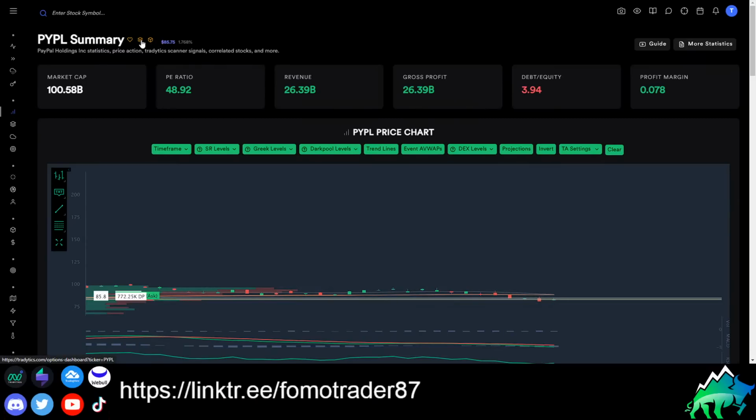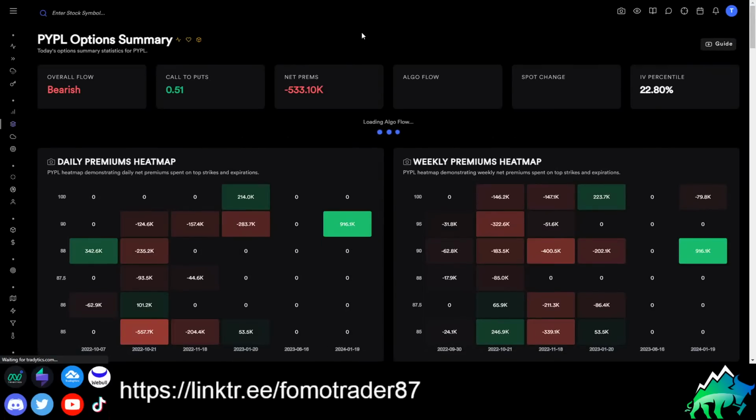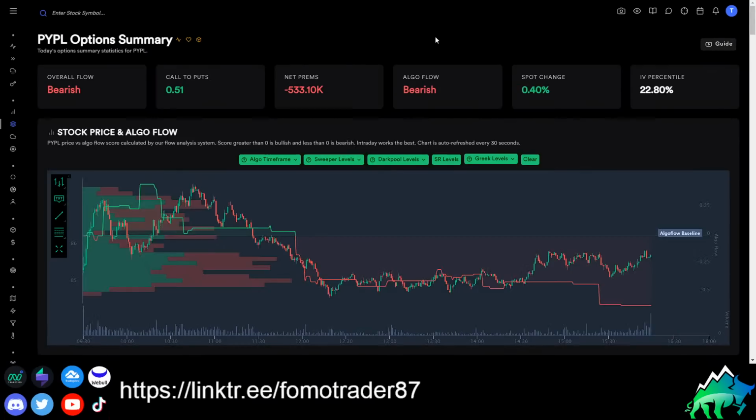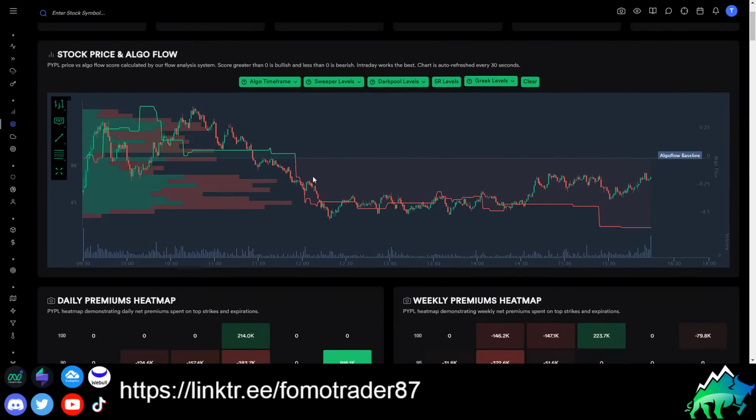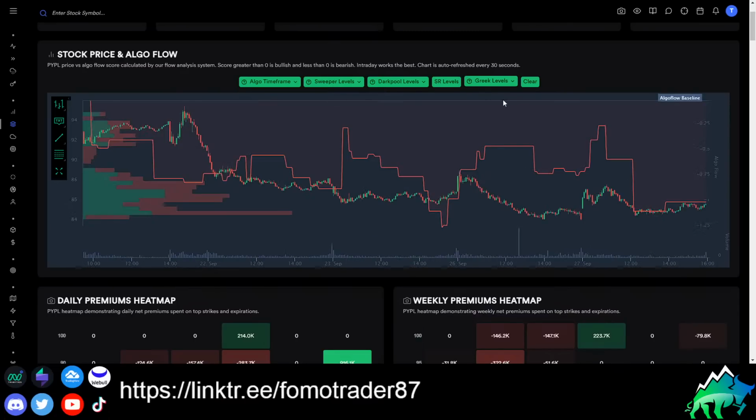So the thing I want to look at is the options dashboard. This is how I build confluence for adding it to my watch list. From top to bottom, we would check algo flow. So we look at the 5-minute algo flow. As we can see, price is trending up a little bit, but our algo flow is in the negative. So here's a 0, and our algo flow is going down.